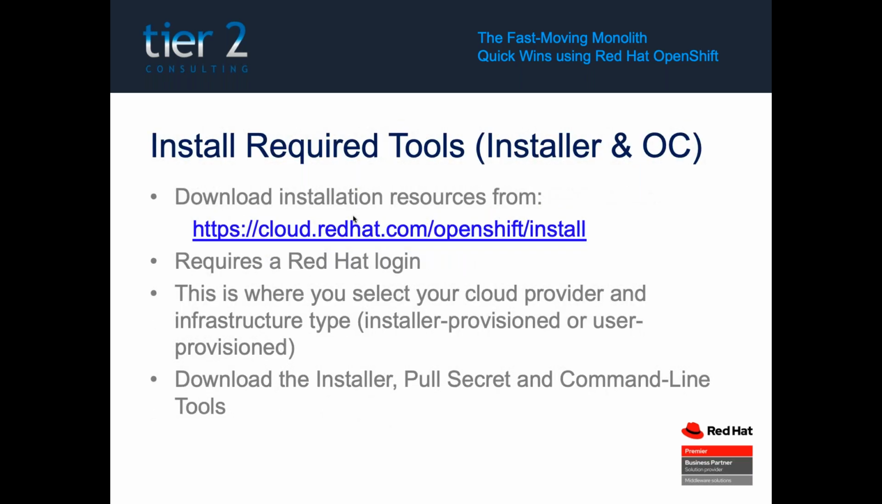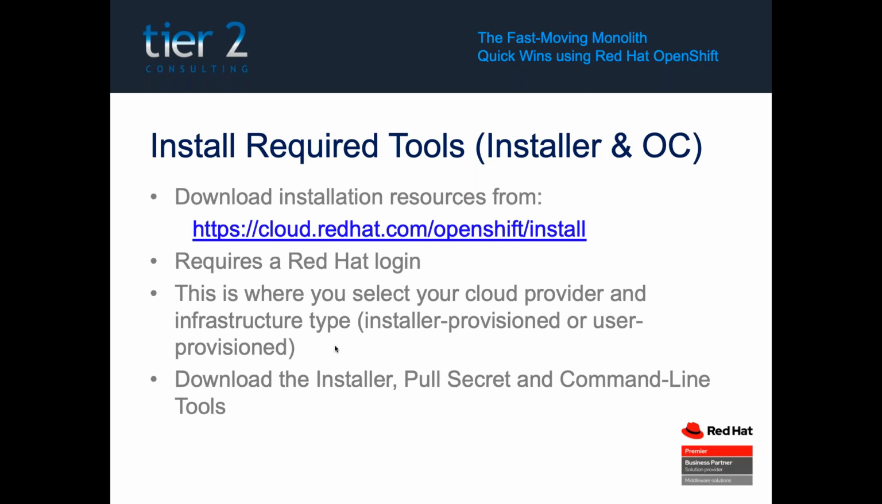Okay, let's get the installation media now. We need to go to cloud.redhat.com in order to get these. Incidentally, when you go to get these installation resources, you'll also be asked your cloud provider and your infrastructure type. So it's where we get to choose, yes, we're installing on Amazon, and yes, we're using the installer provisioned infrastructure. You will need a Red Hat login in order to go to this site.